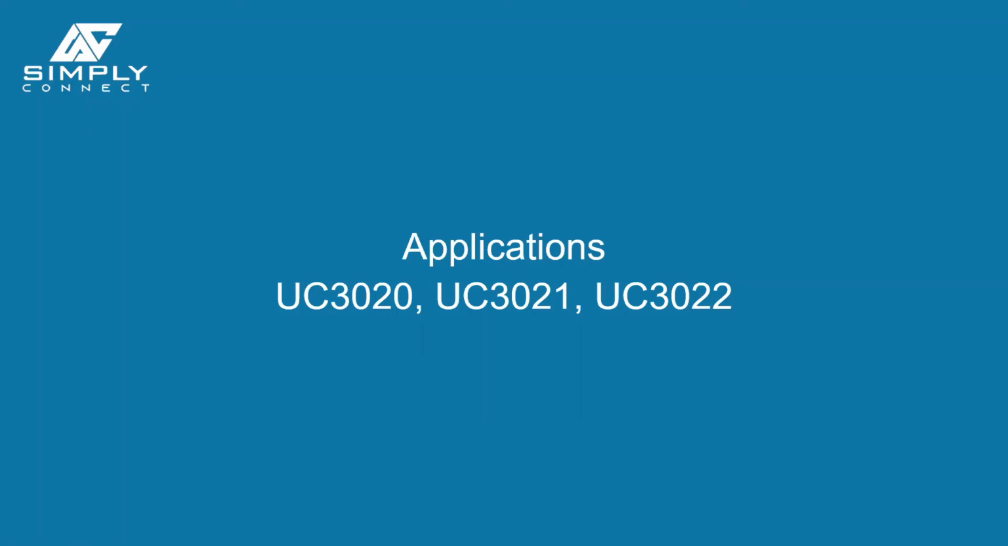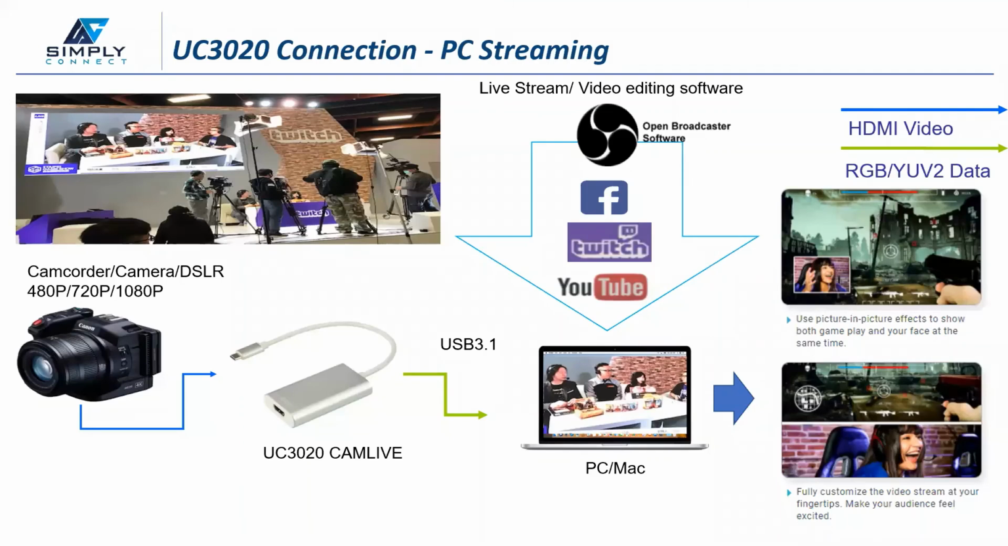Okay, so we'll share with you some of the usage applications for the UC3021 and 22. For basic application, as I mentioned, you just want to use an external camera, capture in, then stream out using a software. So let's say a gamer is gaming, she can show the gaming, and you can also overlay with video. If you're using OBS, you can do this.